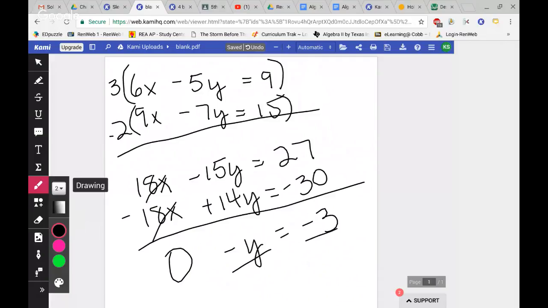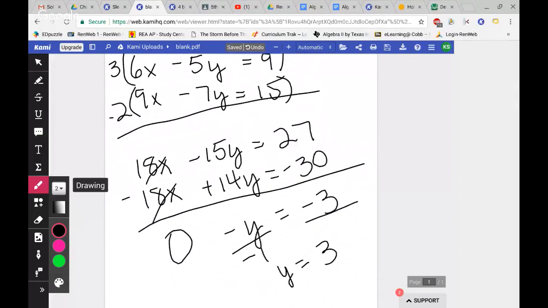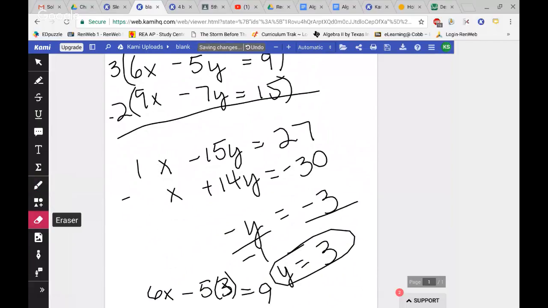This is one of those situations, once again, where I'm going to divide by that negative 1, Lily, in order to get rid of the negative on my y. So it would be a positive 3? Yes, ma'am. Positive 3. Now what I'm going to do is take that positive 3 and plug it back into one of the original equations. So I've got 6x minus 5 times my 3, the value 3. I'm substituting the value that we found. 6x minus that. Okay, and I'm going to erase some of this so I can come back up here.